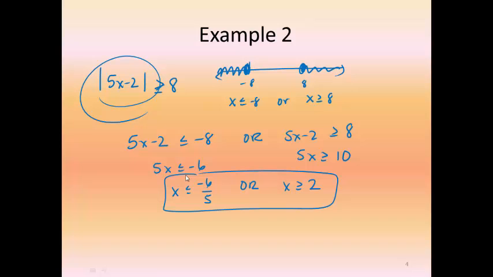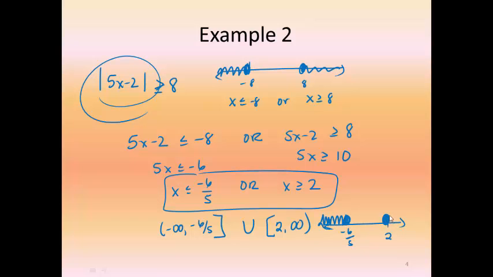If I wanted to write this in interval notation, it would require 2 intervals. I would say from -infinity up to -6/5 inclusive, and it is a union from +2 to +infinity. On my number line, I would plot these two values, -6/5 and +2, and I would put solid circles on both of those and shade outward. And there you go.